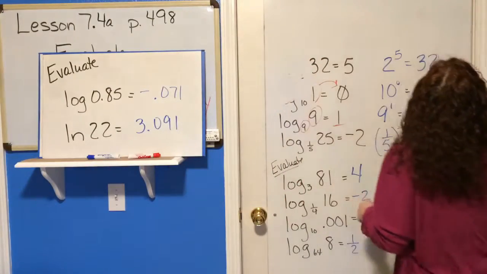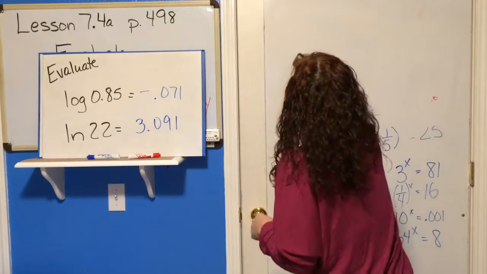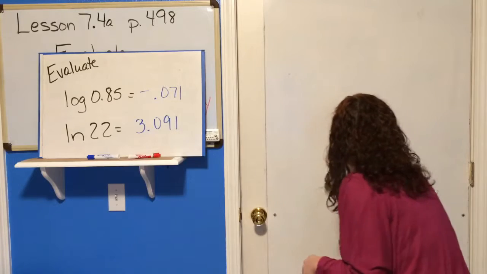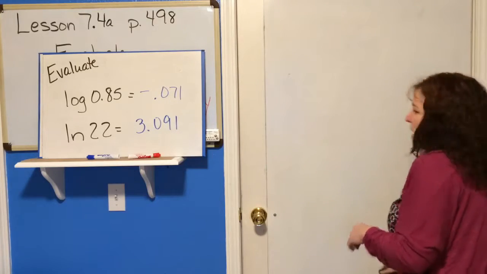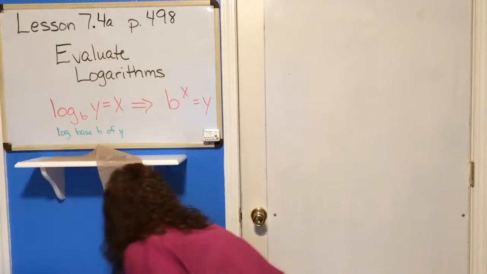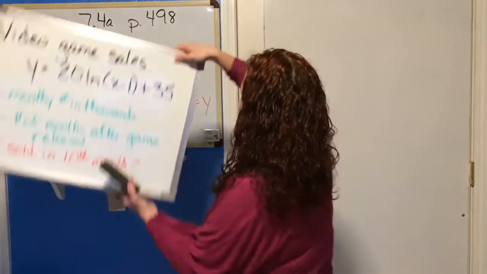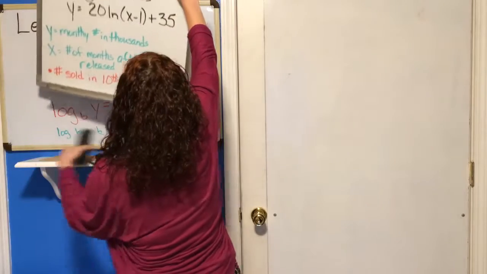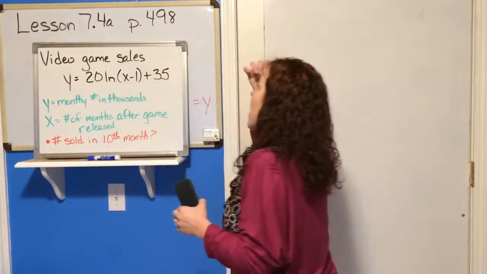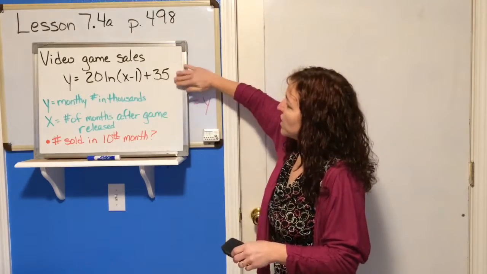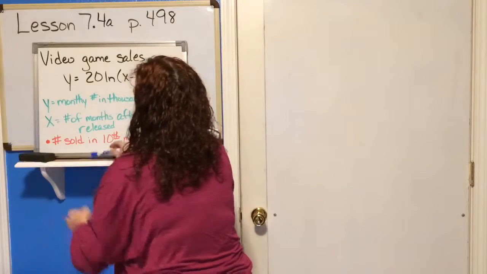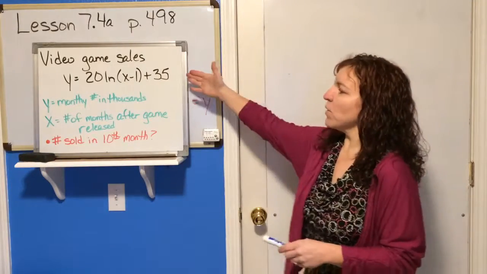Once again, these logs are going to be in equations, a lot of times in business equations. And so that's the type we're going to use right now, a business deal. Selling video games. Video game sales can be shown with this equation. And the cool thing is you don't have to come up with the equation. They're going to give you an equation.